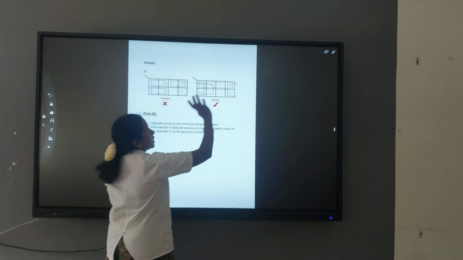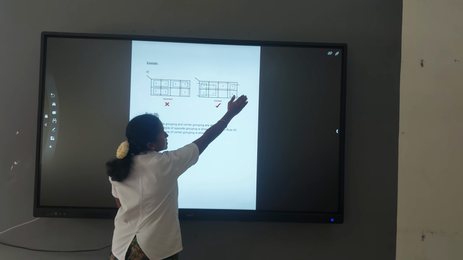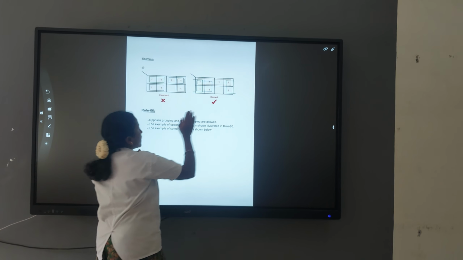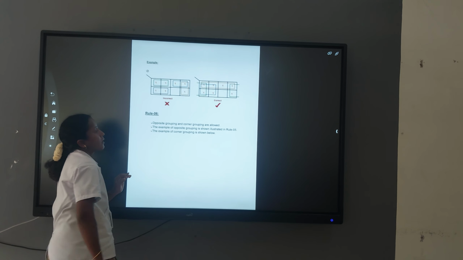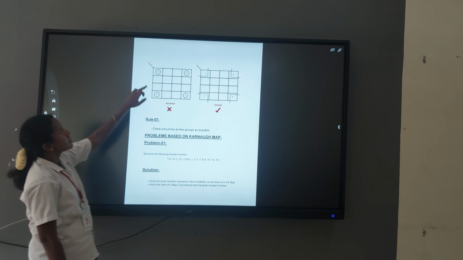This first row, and this is the last; first corner and second, this is the last corner. So we want to do like this manner. This is called the corner grouping. So next, the example of corner grouping is given below. Okay, this is the corner grouping.